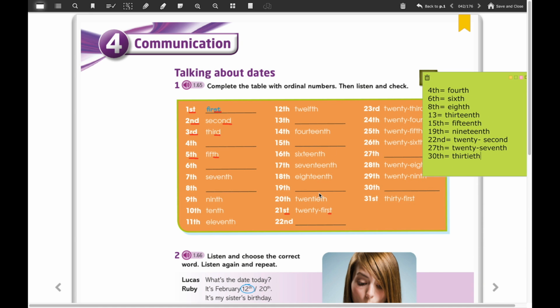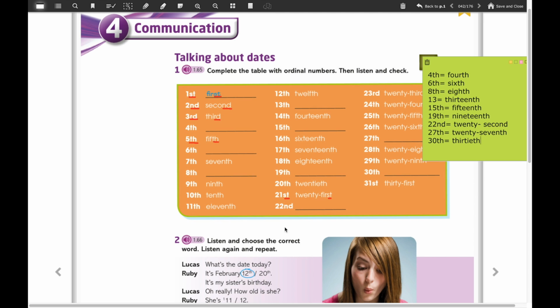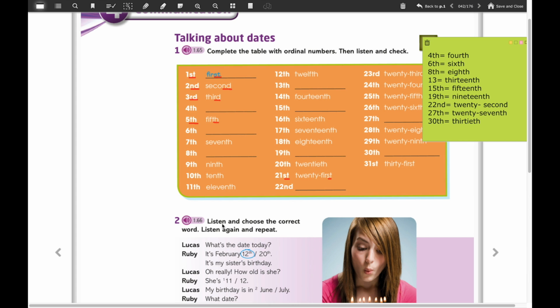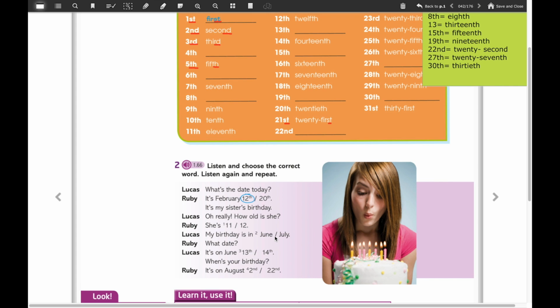So what we're going to do now, we're going to focus on exercise number 2. It says, listen and choose the correct word, and listen again and repeat. What do we have to do? We're going to listen to a piece of audio about Lucas and Ruby, and you have to choose what is the day today. It is February the 12th or the 20th. You have to choose according to the listening, okay? Pay attention.